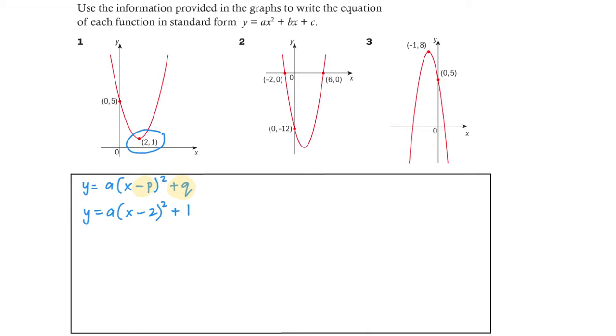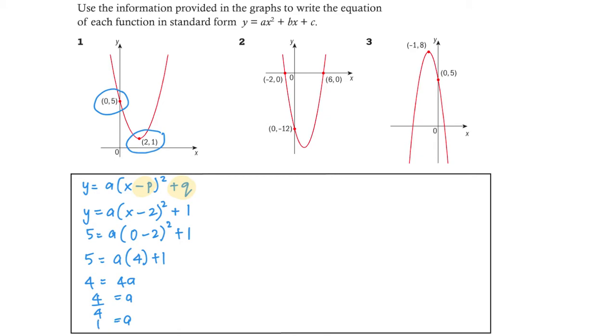Alright, so at this point, this is where the (0, 5) will replace in the equation now to find a. So y will be 5, x will be 0: 5 equals a(0 minus 2) squared plus 1, and we count it carefully. This will be positive 4a plus 1, we bring the 1 to the other side, 5 minus 1 will be 4, so 4a equals 4, and a will be 4 divided by 4, so our a will be 1.